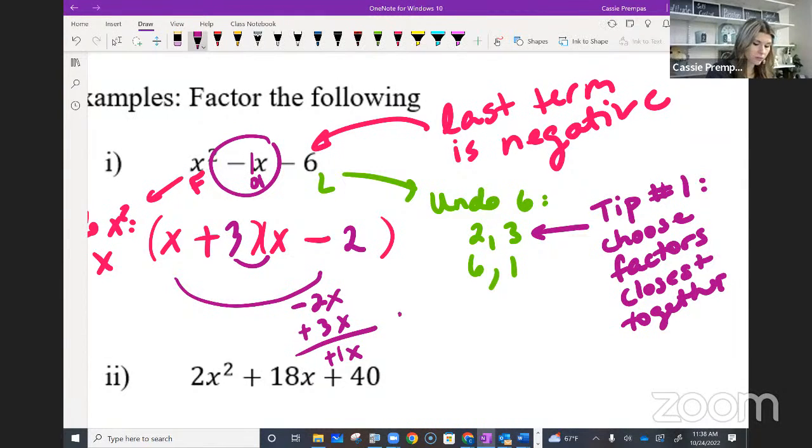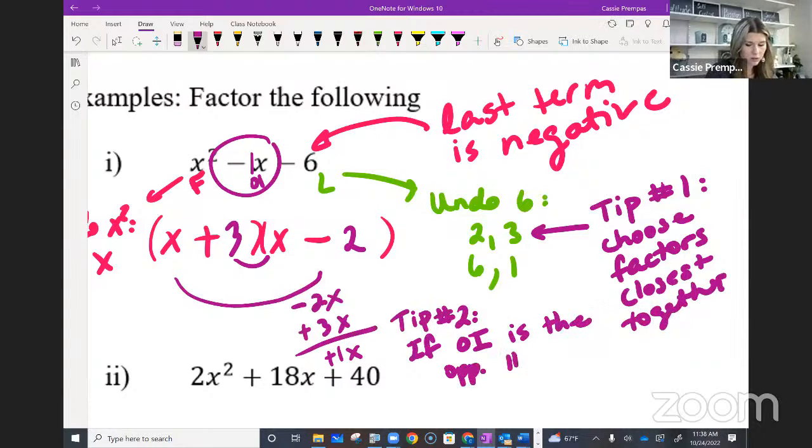Tip number 2. If the OI is the opposite number, then switch the plus and the minus. Every time this will work, no matter how advanced this factoring becomes. So I'm going to switch the plus. Where am I going to put the plus? Next to the 2. And I'm going to make the minus next to the 3.